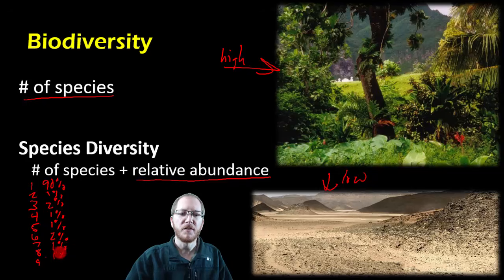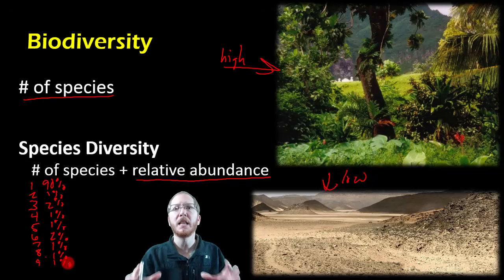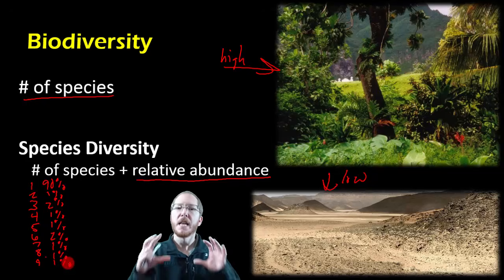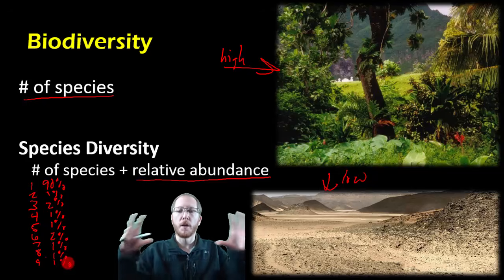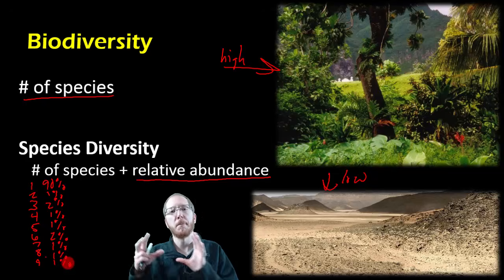And so this idea of species diversity accounts for that, so it gives us a better sense of just how stably diverse an environment is. Not just how many species there are, but essentially the relative abundance of each, how much of the total number of organisms are each type of species.